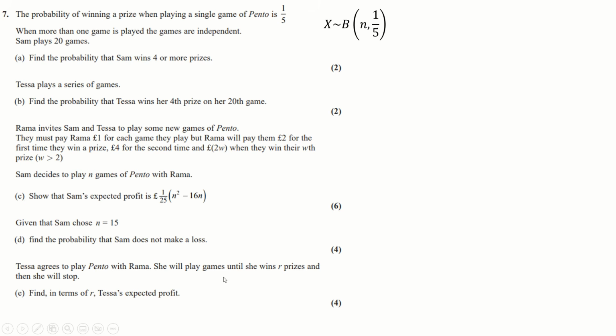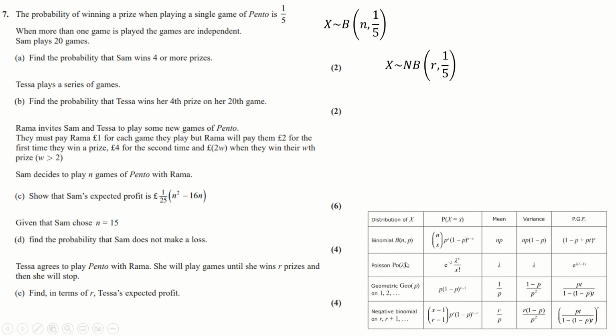Now that is a classic negative binomial. So she's going to play until she wins R prizes. The probability of winning a prize is a fifth. So that's what this setup says. And then it says find in terms of R the expected profit. Now again, you're going to look in the table for our negative binomial and see that the mean, the expected number, is R over P. So basically, the mean, the expected number of games played, is R over a fifth, which is 5R.